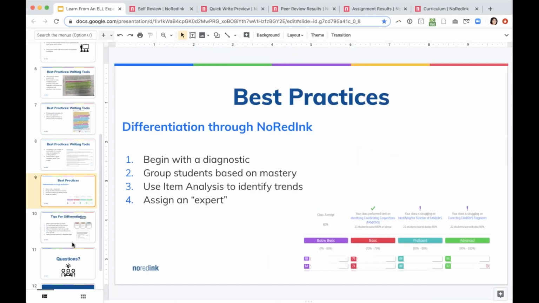Great tip. And what's kind of cool with that is if you do the diagnostic at the beginning of the year and then as a pre-test, and then you go ahead and do another one later in the year as a post-test, you can then look at those trends as well.